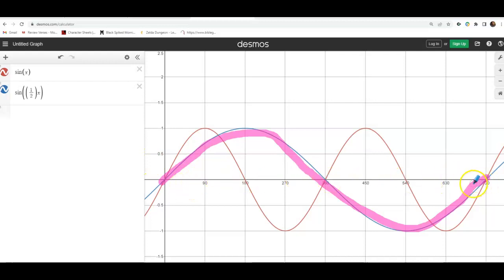So now the period, instead of being 360, like it usually is for sine, 360 degrees, now it's been stretched out to 720. So just like we said earlier, when you have these horizontal transformations, if you multiply by a number less than 1, it stretches it, so it makes your period larger. If you multiply it by a number greater than 1, it compresses it and it makes your period shorter. Okay?